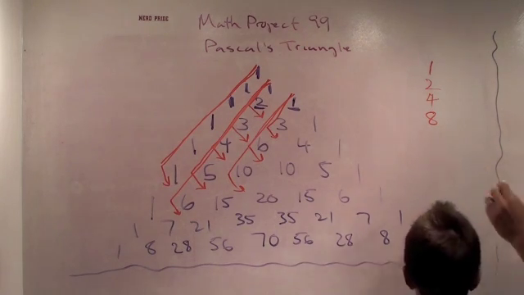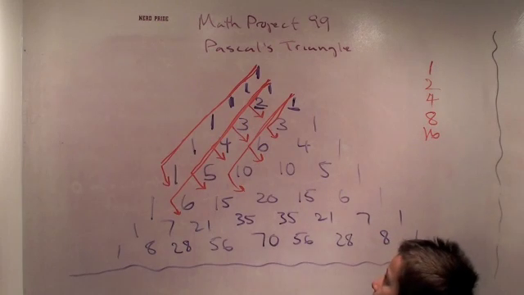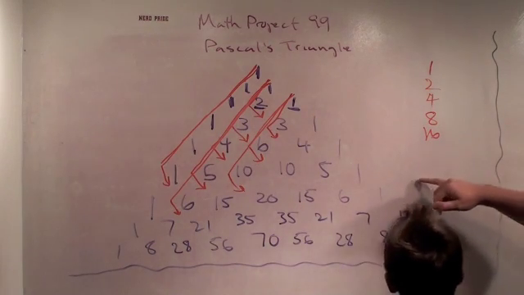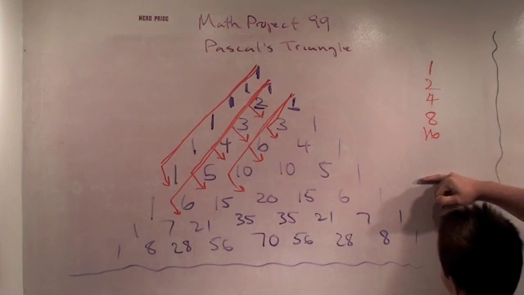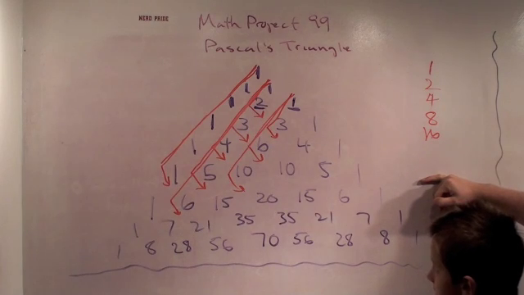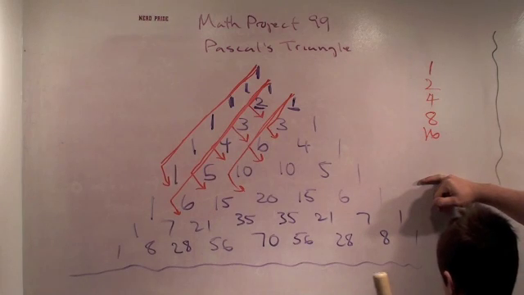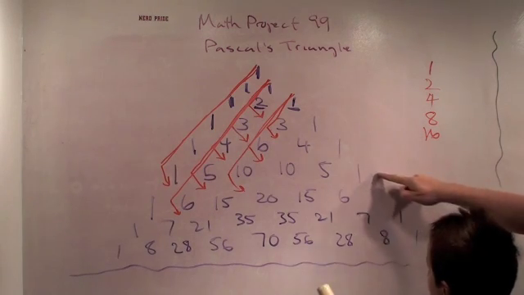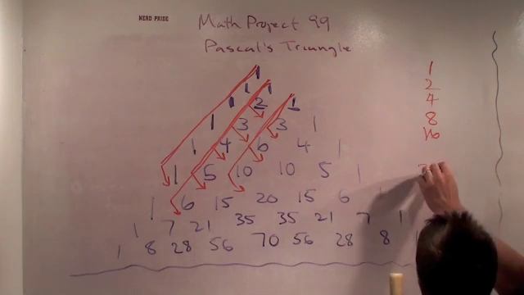Alright, what do you think this next row is going to add up to? 32. Alright, so see if this one adds up to 32. 1 plus 5 is? 6. Plus 10 is? 16. Plus 10 is? 26. Plus 5 is? 31. 31 plus 1 is? 32. That's 32, it is.